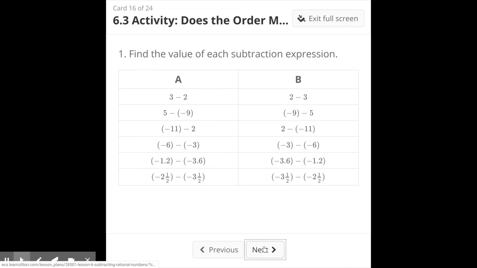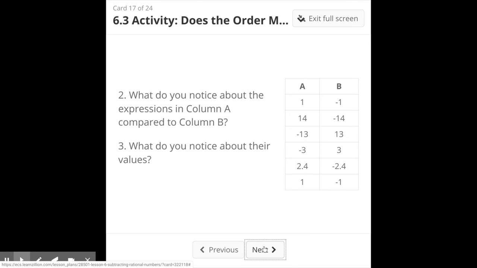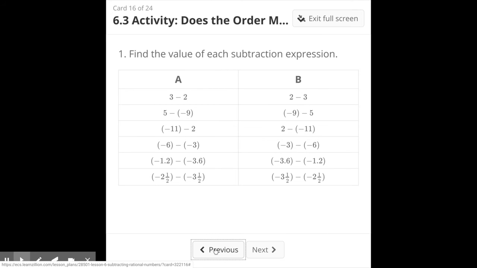All right. So hopefully you went ahead and paused the video before I switched over here so that you can see the answers. It says, what do you notice about the expressions in column A compared to column B? Well, let's go back and look real quick. So in column A, we started out with 3, take away 2. And in column B, we reversed the order, 2, take away 3.